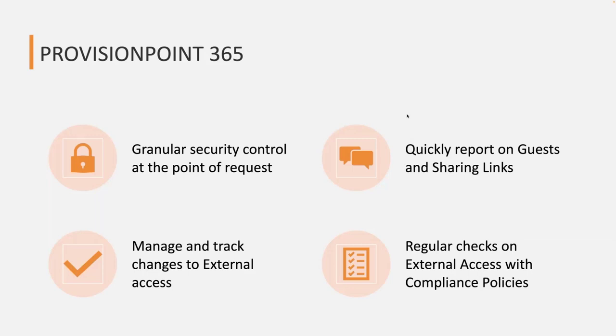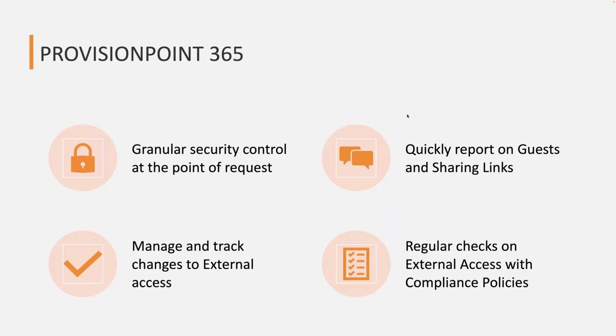And I'm going to touch on four concepts. The product suite lets you do so many more things, but obviously we're focusing around external access today. So I'm going to look at granular security control at the point of request, how we can actually give users the ability to decide when sites and teams should be externally shared and when they shouldn't, how we can maybe drive that based on other decision making like sensitivity. We're going to show you how to quickly report on guests and sharing links within our sites and teams. So where we've already got the stuff created, how can we quickly discover where there's potential problems?